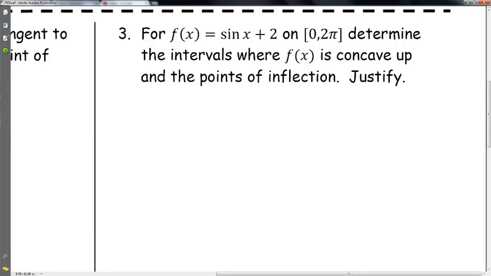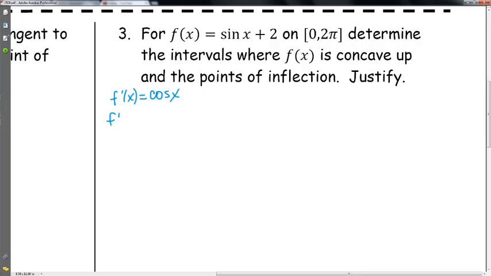Number 3, for f of x is equal to sine x plus 2 on the interval 0 to 2 pi, determine the intervals where f of x is concave up and the points of inflection and justify. So again, we're going to have to take our derivative. So my first derivative is going to be equal to cosine x.